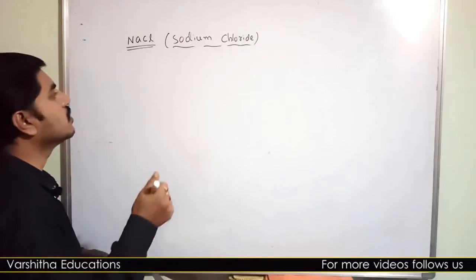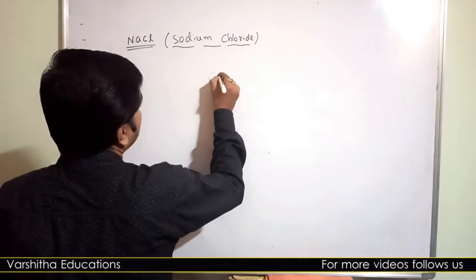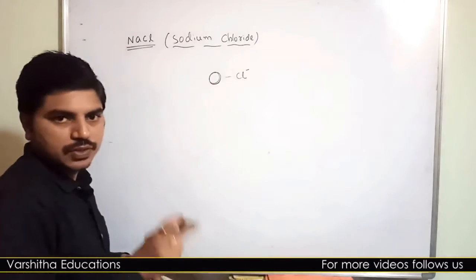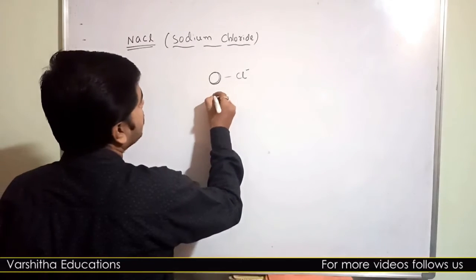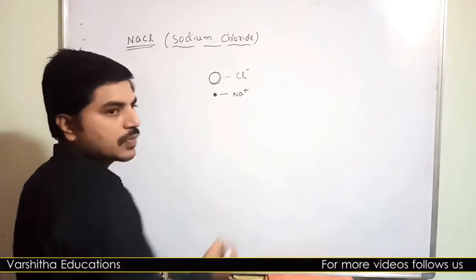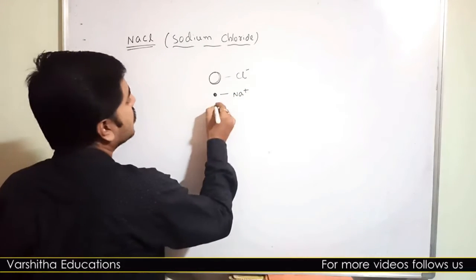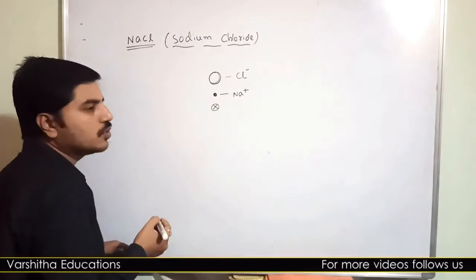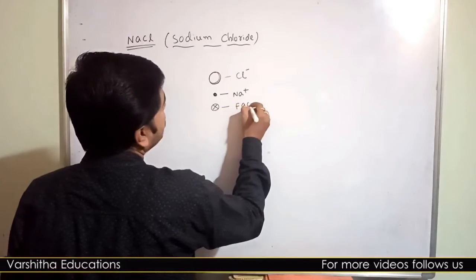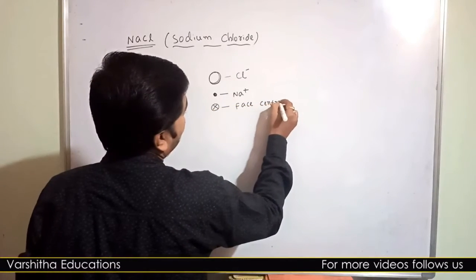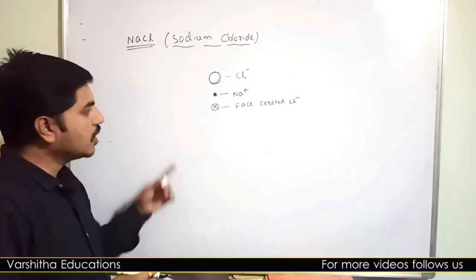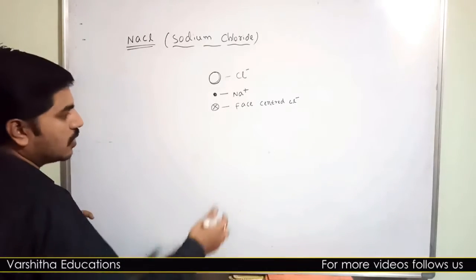Once you see here, this big circle is called chlorine, Cl minus. Then this thick dot indicates the Na plus ion. Next, it is face centered, and I am going to show that with a cross symbol. Because it is face centered, Cl minus ions are present. I will show graphically how they are present.